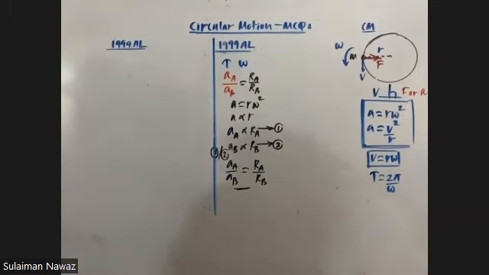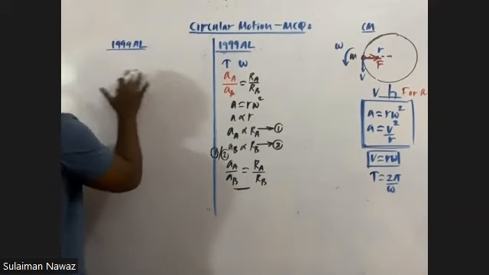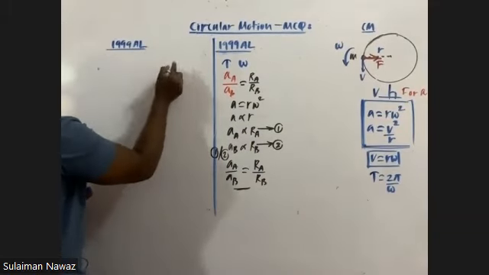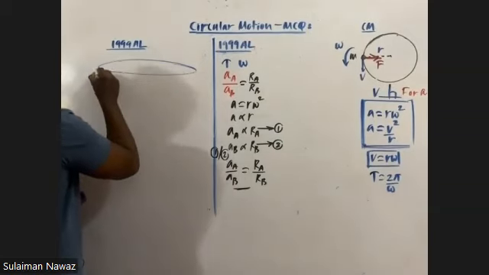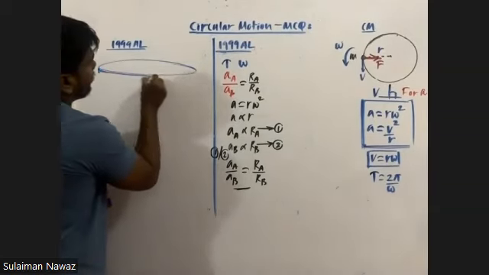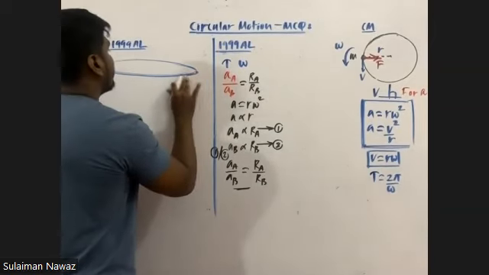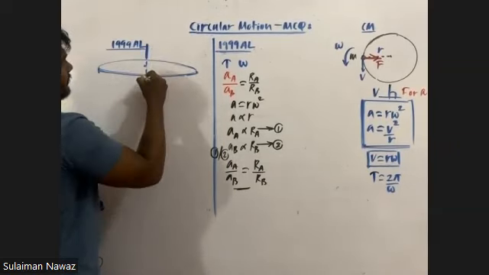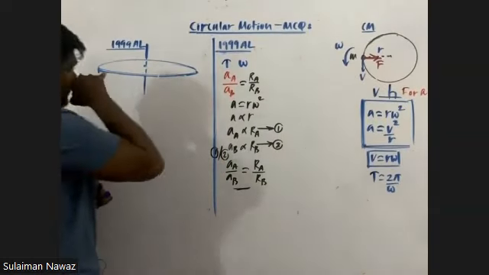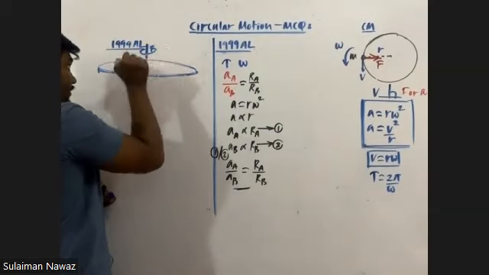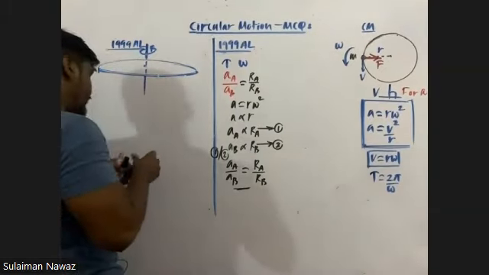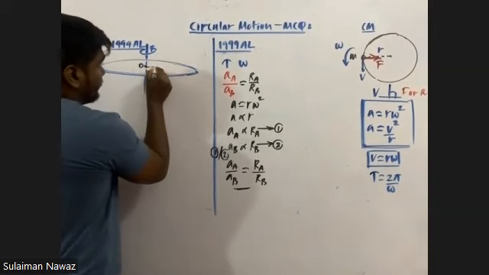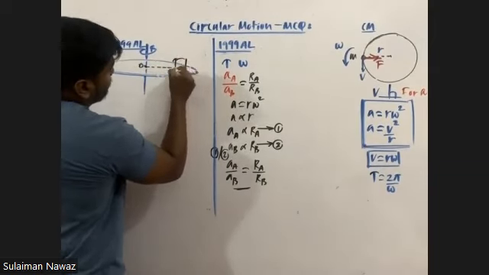Just think about your table, with its axis. Now the table is rotating. Let's say this is the center of the circular table, and here is our object.